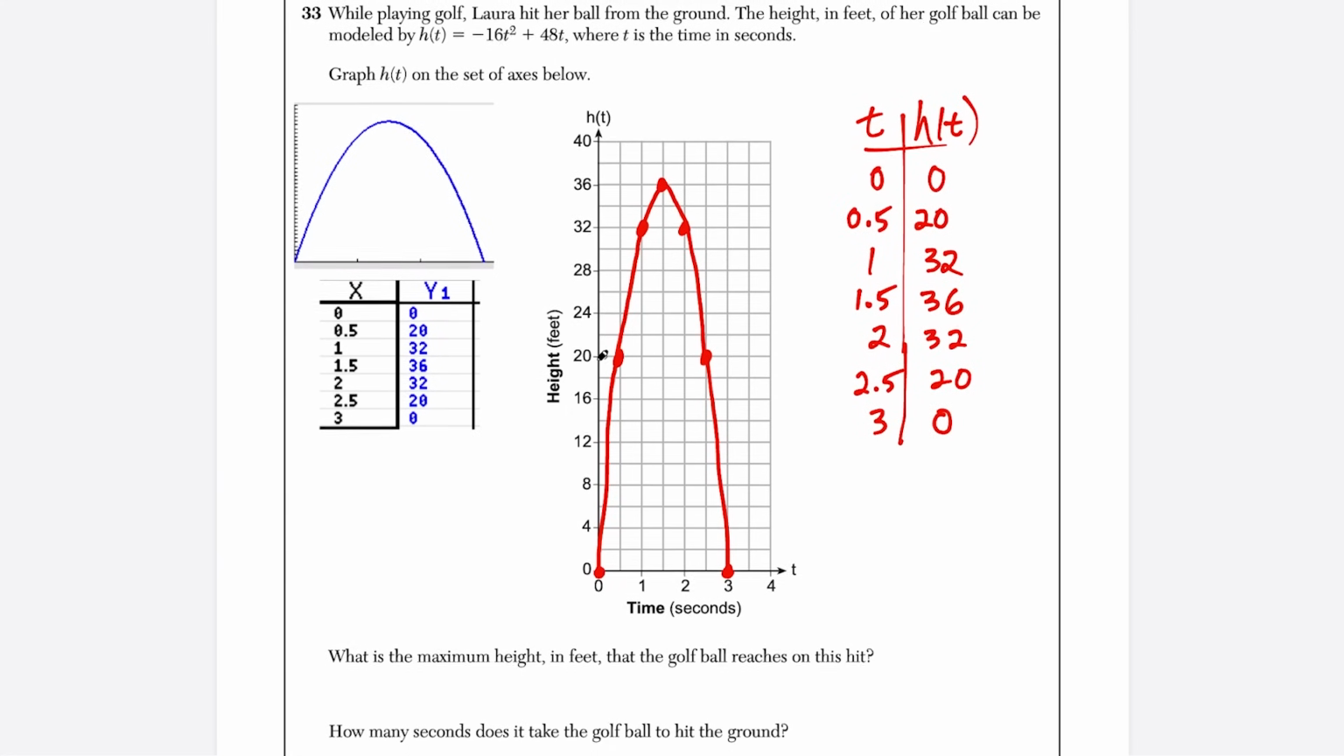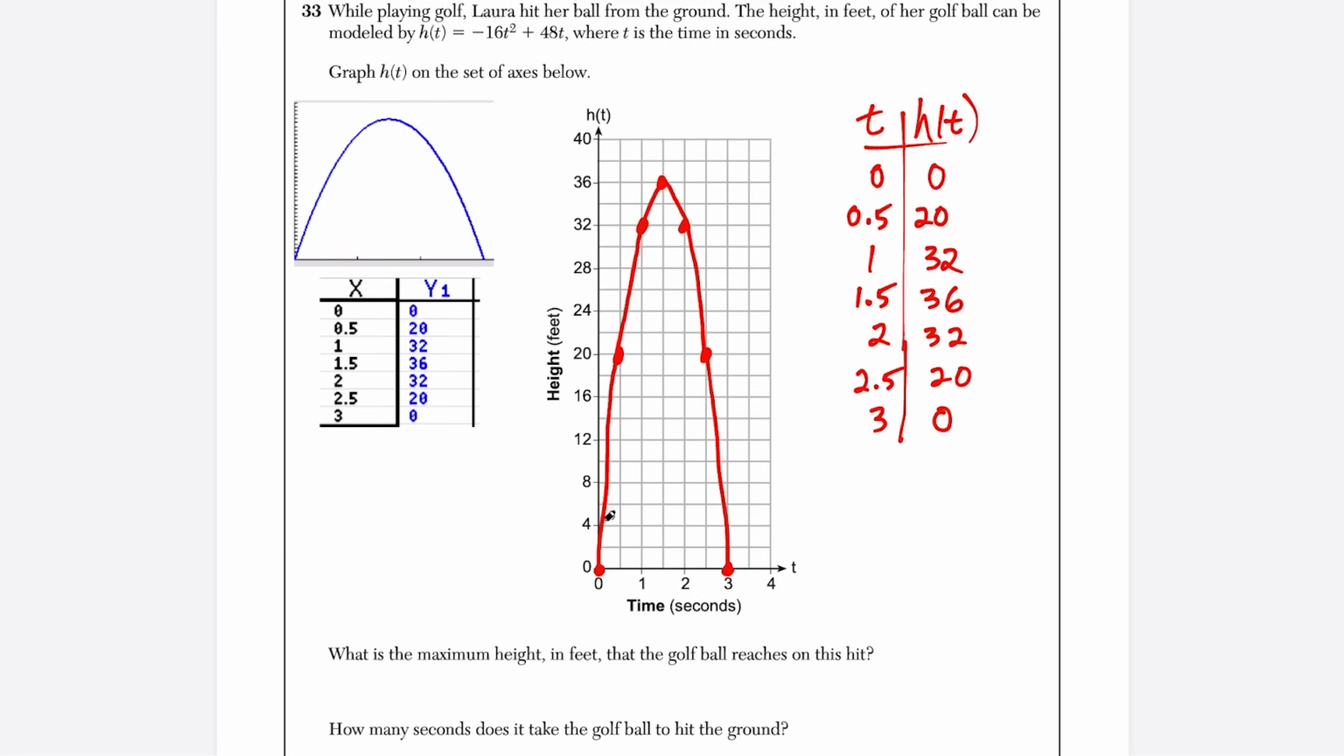So now next we want to answer what is the maximum height in feet that the golf ball reaches on this hit. So this we just have to identify it, and this is why I'm glad that we took the time here to count by 0.5, because it's very obvious now that the vertex is occurring over here at 1.5, 36. Okay, so this is the maximum height of the ball. So when we want to just answer here, what is the maximum height? This occurs at the vertex. It's going to be 36 feet. Okay, so we're just going to say 36 feet. So we're just recording what we see. We're looking at the y value here.